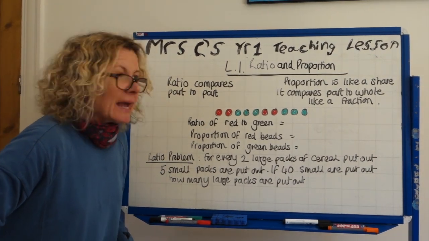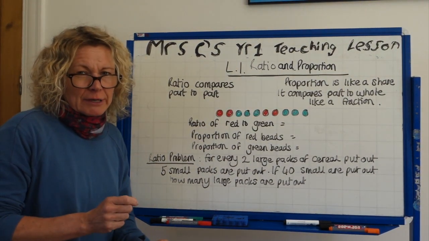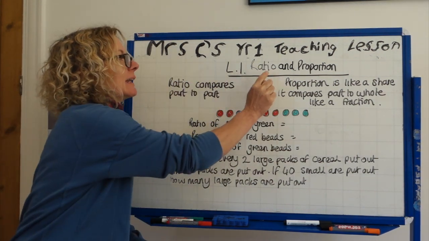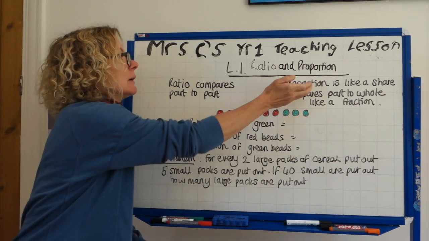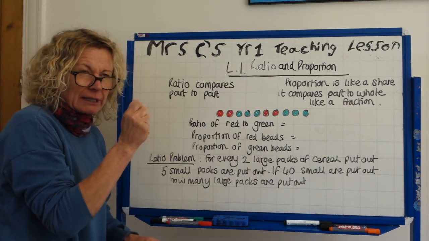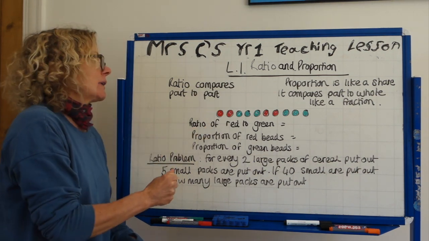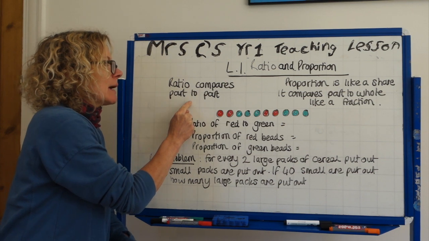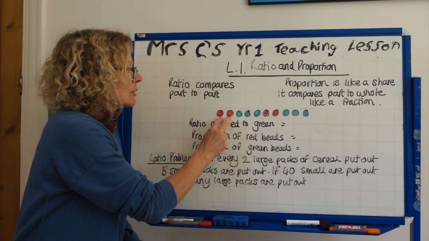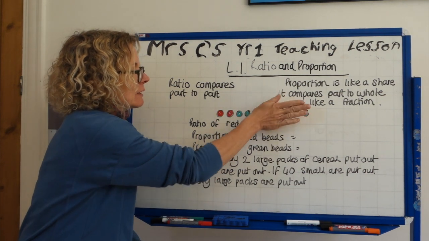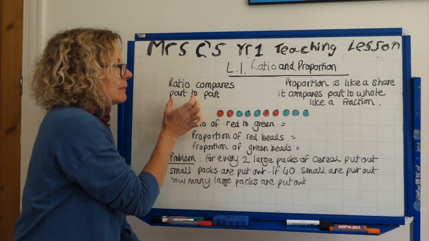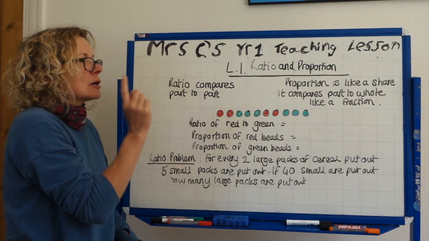Right, okay, so today we are going to continue our look at ratio. I just felt we needed an extra day because I wanted to link in proportion, which I was talking to you about, with ratio, just to really drive home your understanding of that. So, ratio compares part to part, okay? So, here we are with every 2 beads compared to every 3 beads. So, the ratio is for every 2 red beads, there are 3 green beads. It compares part to part.